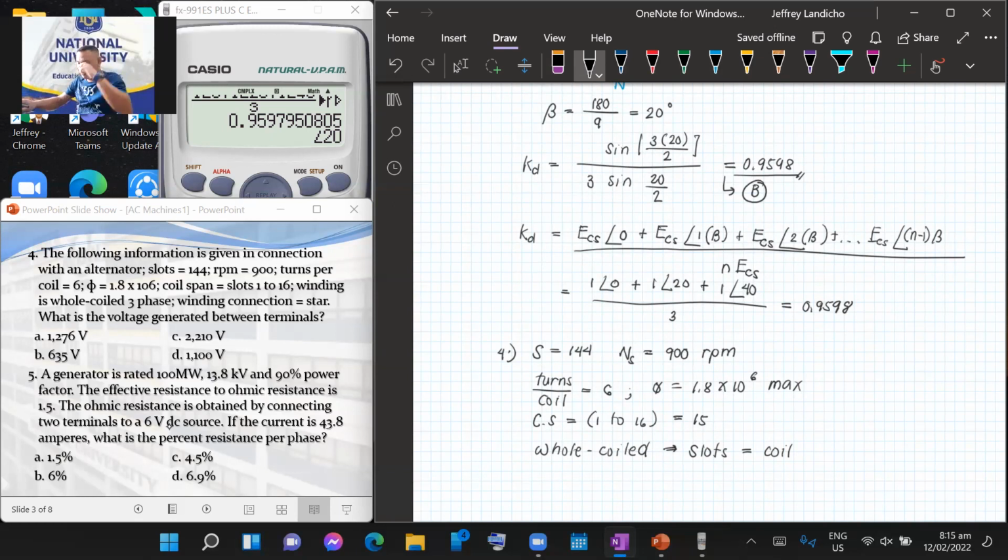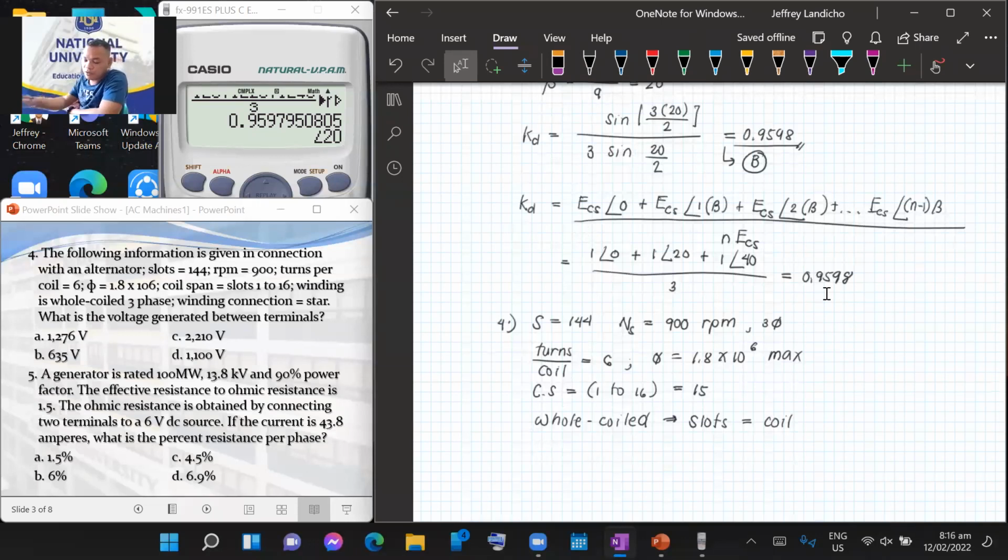So, tulad dito, meron tayong 144 na slots. Ilang coil lahat meron tayo? 144 coils. Since you have full coil. Yun ang ibig sabihin nito. Full coiled winding, 3-phase. So this would be the corresponding data given for an alternator that is connected at star or Y connected. So what is the voltage generated between terminals?